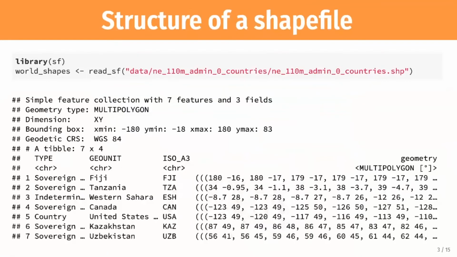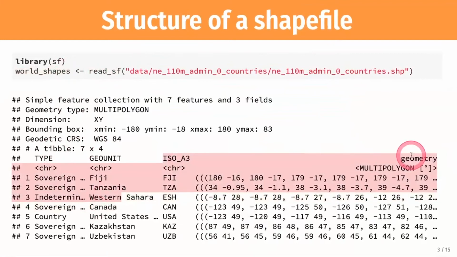So for instance, this is a shapefile of all of the world, basically all the countries in the world. If we use this read SF function and make a data set called world shapes, it will look kind of like a data set. Like here's these columns, there's a type and a geographic unit, and this data set has like 93 different columns. It's huge.